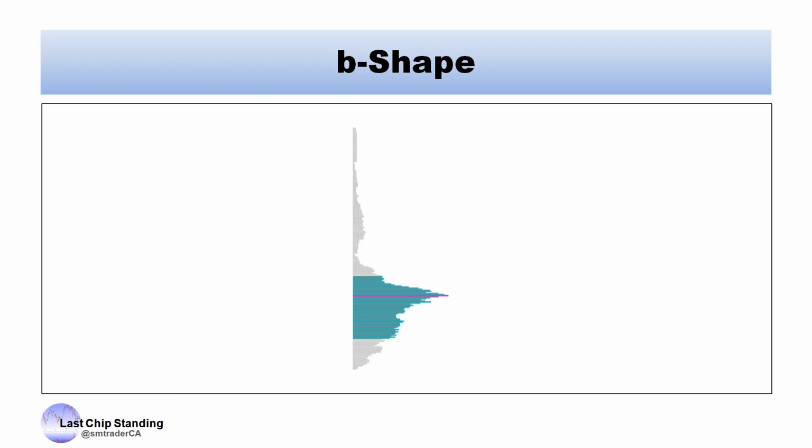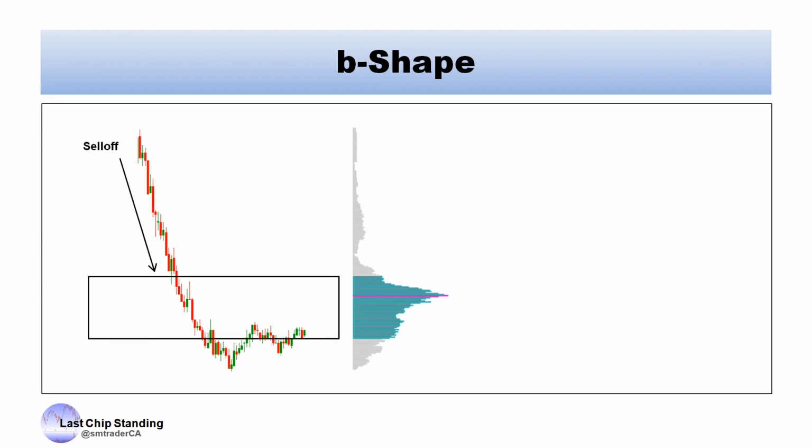And the opposite of the P shape is the small B shape. One of the possible scenarios that could generate this profile shape is a sell-off. After the sell-off, price will find support and start to consolidate near the bottom of the range. We see little volume at each price level on the way down, since most of the traders want to get out at any price. So most of the orders are market orders.